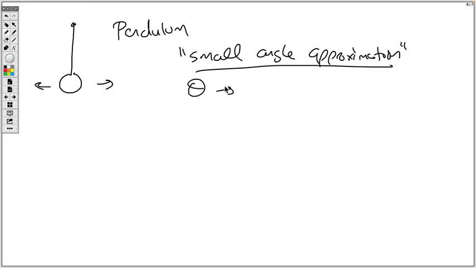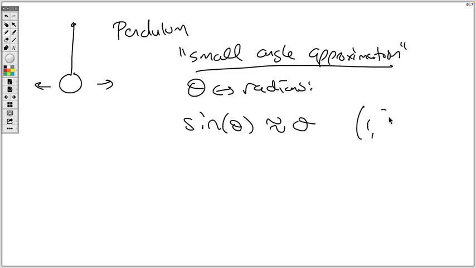And as long as your theta is measured in radians, you're going to see this: the sine of theta is roughly theta. All right? How are you going to get away with that? Well, let's find out.